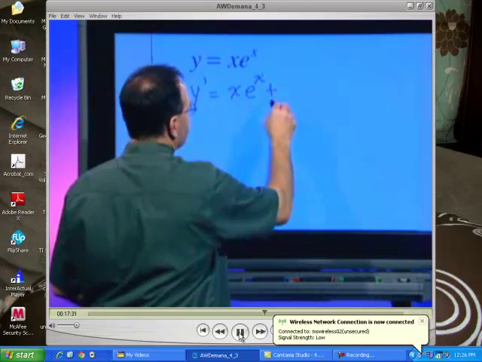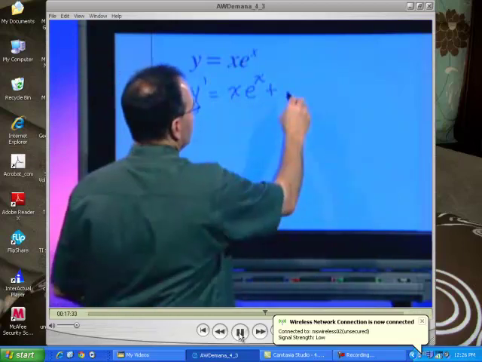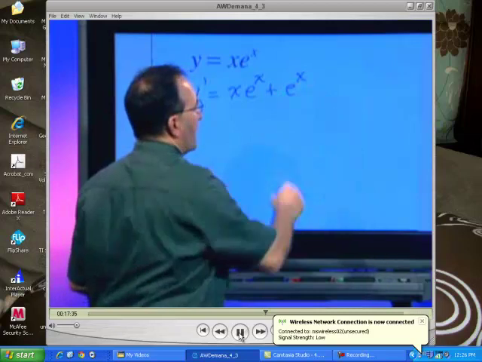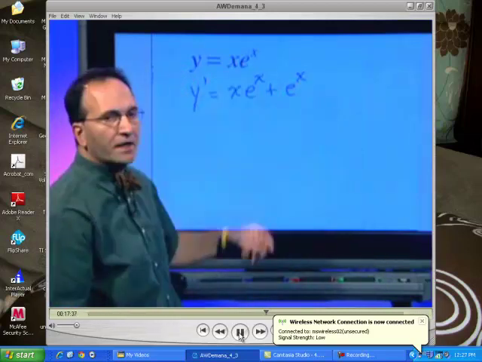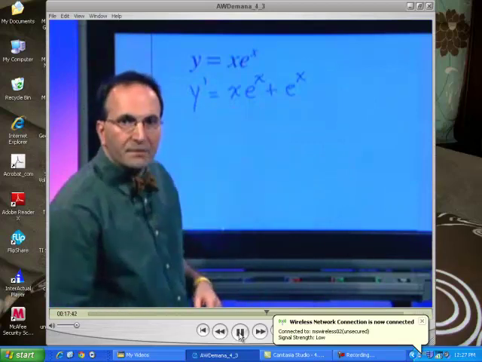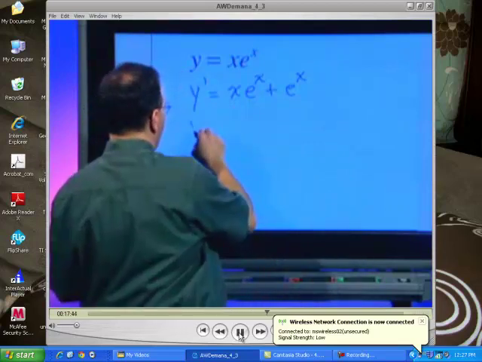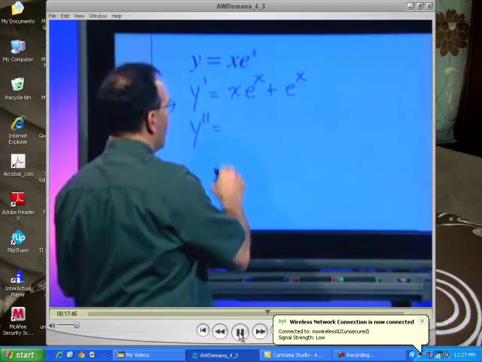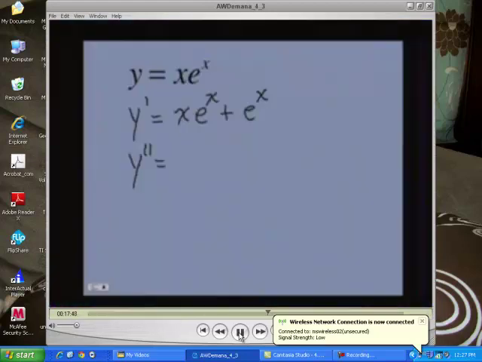Plus, we now take the second function, which is e to the x, and multiply it by the derivative of the first function, which is x, and of course the derivative of x is 1. So that's y prime. Let's look at y double prime. Well, we again have to take the derivative of x times e to the x, but we just did that, so we know that this is the answer to just this section. So it's x e to the x plus e to the x.